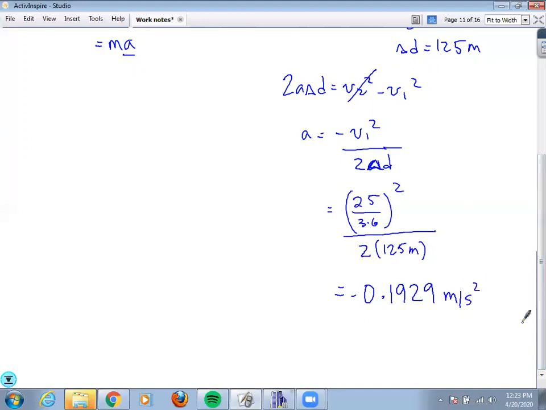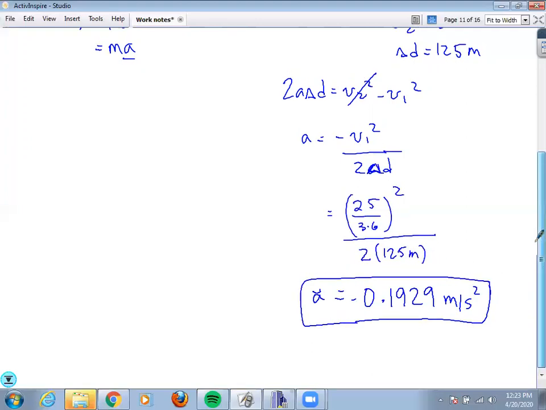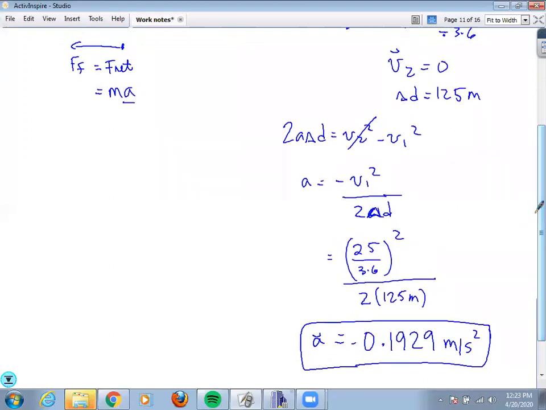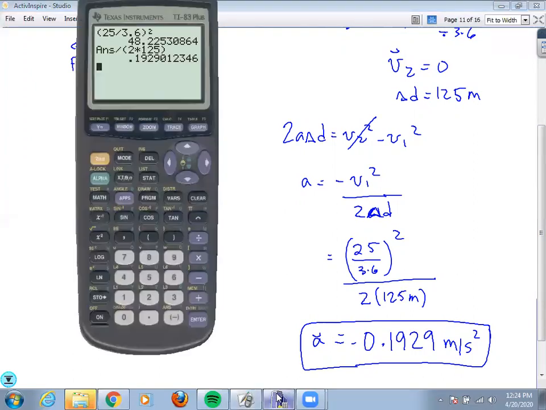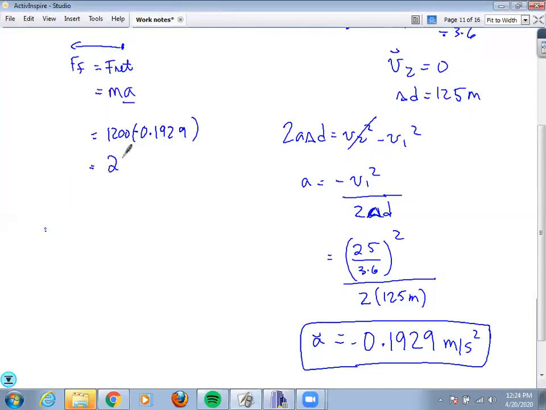So if the acceleration is negative, that obviously means that the force applied is negative. That's going to lead us to friction doing negative work. So now we can go and find the F net. F net is MA, 1,200 kilograms times 0.1929. That's negative. So we can get our answer. So we take that and times it by 1,200. And you get 231.481 Newtons, and that's negative. Sorry, and that's force of friction.